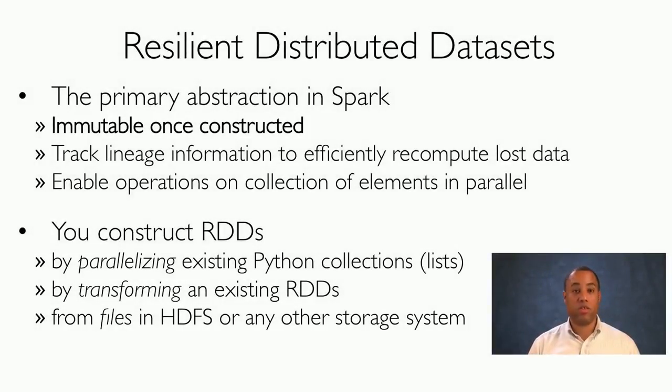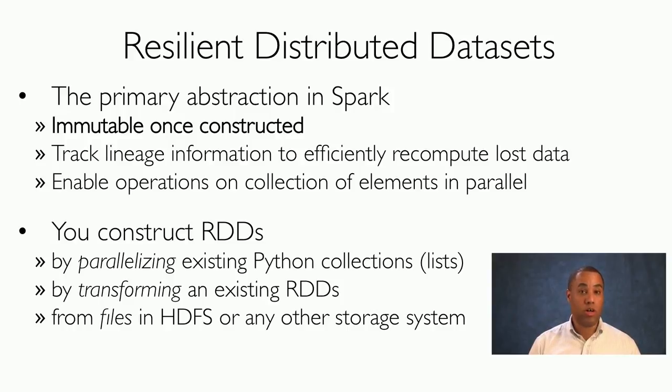Resilient distributed data sets are the primary abstraction in Spark. They are immutable once you create an RDD. You cannot change it. You can transform it, you can perform actions on it, but you cannot change an RDD once you construct it. Spark tracks lineage information to enable the efficient recomputation of any lost data if a machine should fail or crash. It also enables operations on collections of elements in parallel.